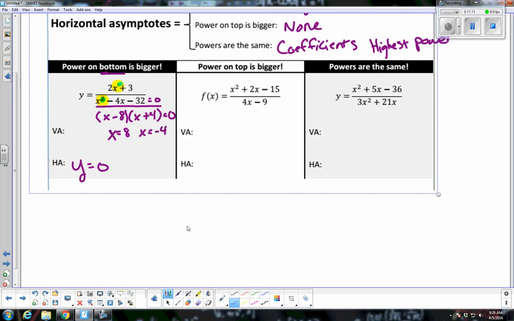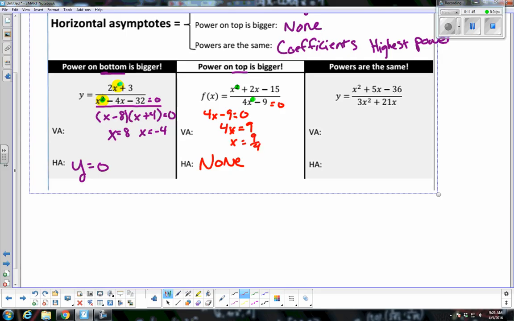In this case, the power on the top is bigger. What do I mean by that? I mean the power right here, this 2, is bigger than this 1. So if the exponent on the top is bigger, we're going to have no horizontal asymptote, so none. And for the vertical, we set this bottom equal to 0. So we have 4x minus 9 equals 0. So 4x equals 9, and x equals 9/4. You would have a vertical asymptote at 9/4.